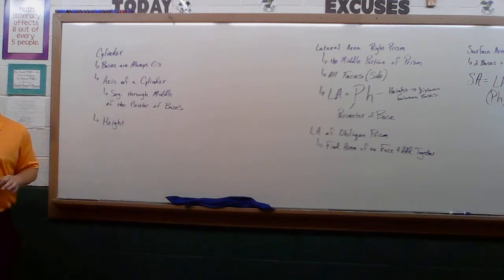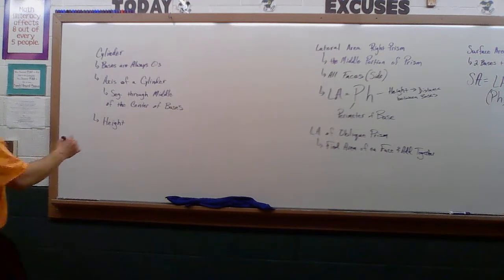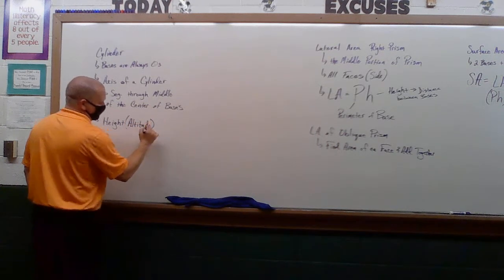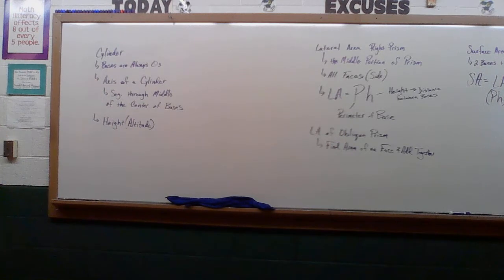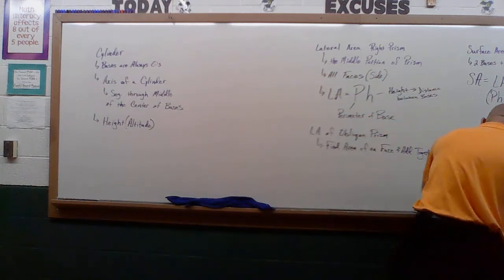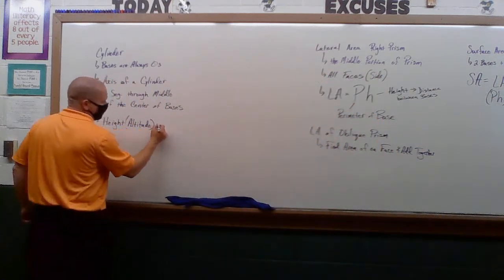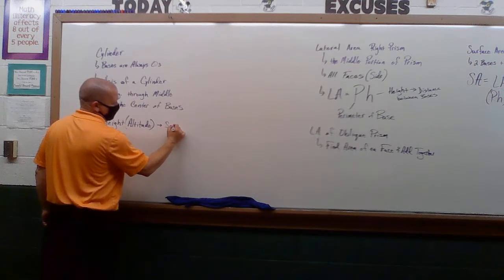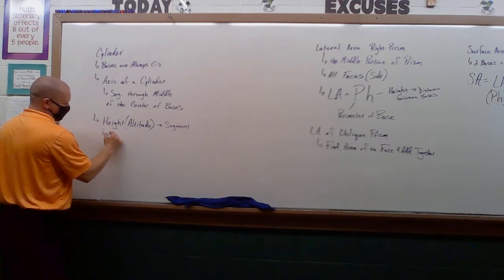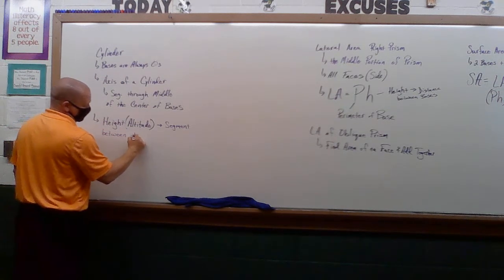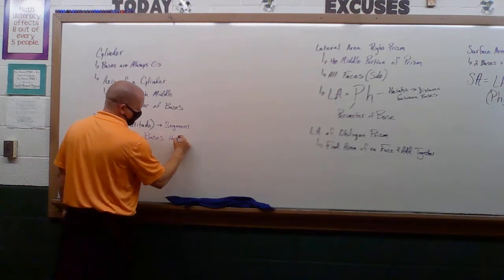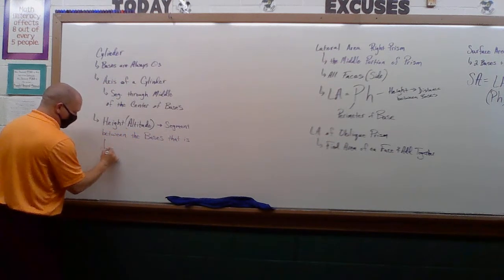Well, we already talked about the height. What is the height or altitude of a prism? It was a segment that was what? Between the two bases, but it had to be what kind of shape or what kind of property? So this is a segment between the bases that is perpendicular.